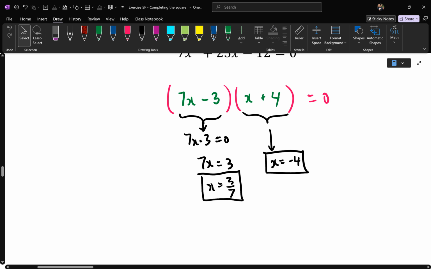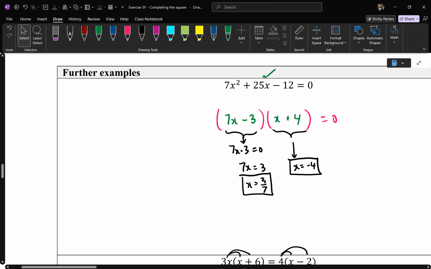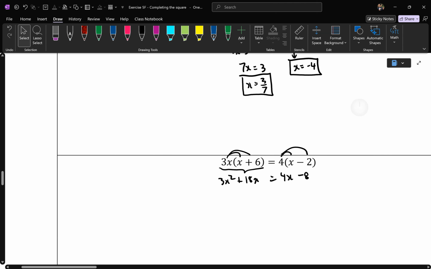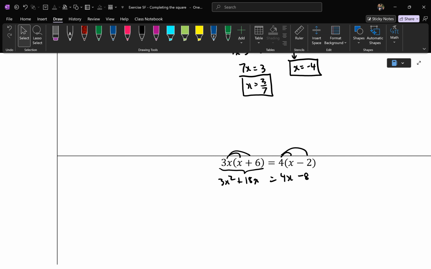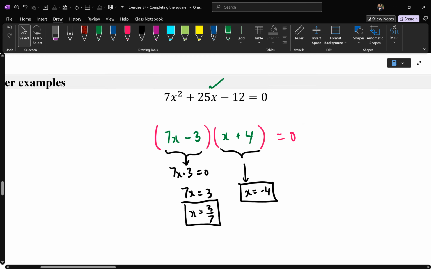All right, team. I think I'll pause there. I think that's mainly the key skills. I'll write the solutions for the next bit, or you can have a go yourself as well. But that's it for today. That's solving using null factor law, but you have to learn how to factorize first. Okay? I'm going to stop there.